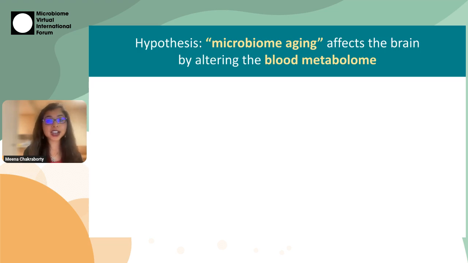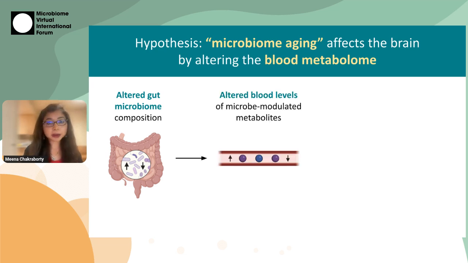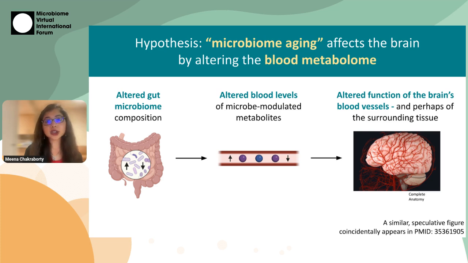So given this background, we hypothesized that microbiome aging affects the brain by altering the blood metabolome. Specifically, altered gut microbiome composition during aging necessarily alters the blood levels of microbiome-modulated metabolites in the bloodstream. We hypothesized that these altered blood levels would alter the function of the brain's blood vessels and perhaps also of the surrounding tissue.